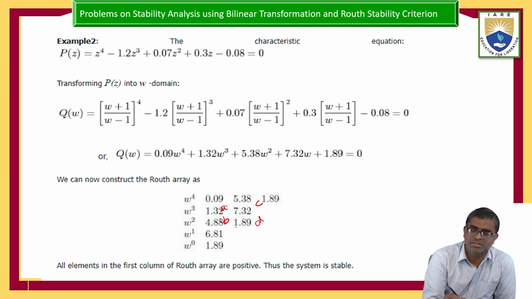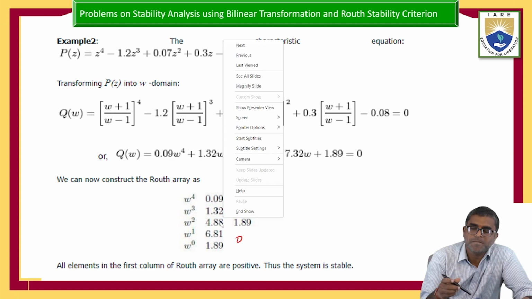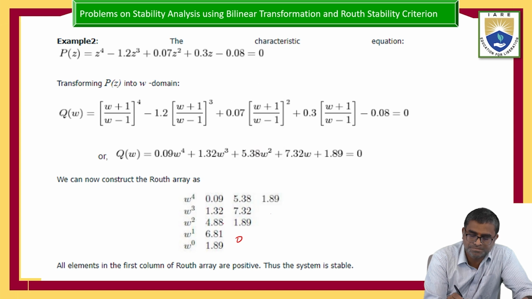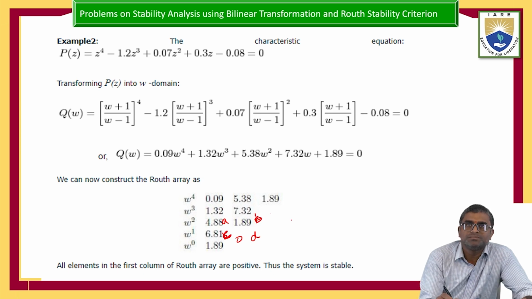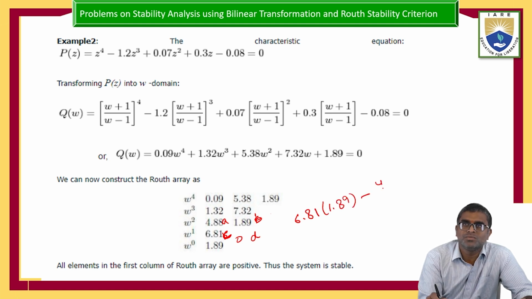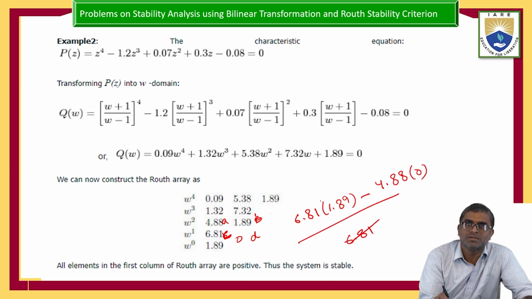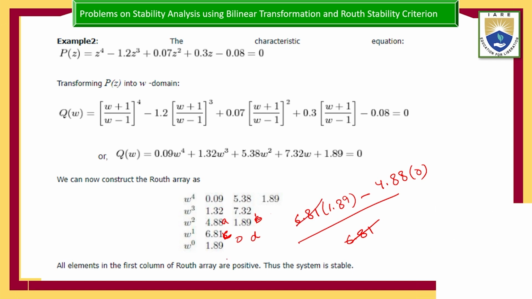So the next term is not there. That's why it is committed, 0. Now coming to the next one, it is A, B, C, ABC, AC, B. Sorry. Okay. So 6.81 into 1.89 minus 4.88 into 0 by 6.8. This one cancels. 1.8 is there.